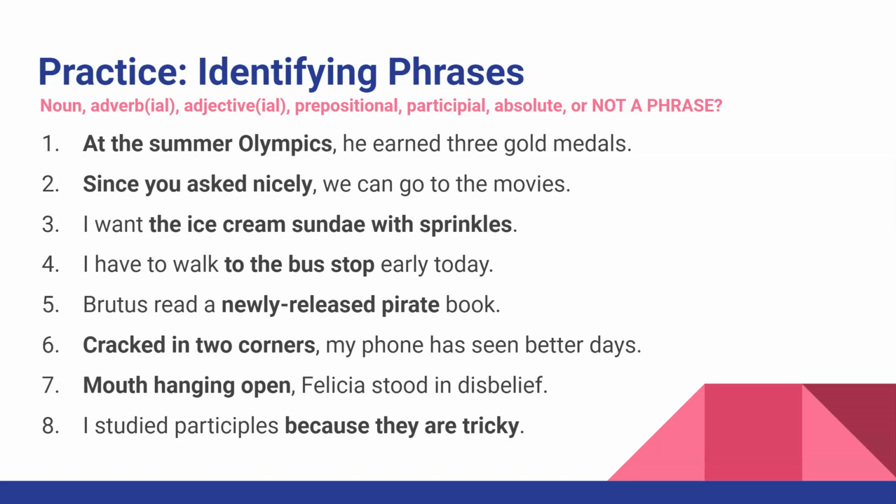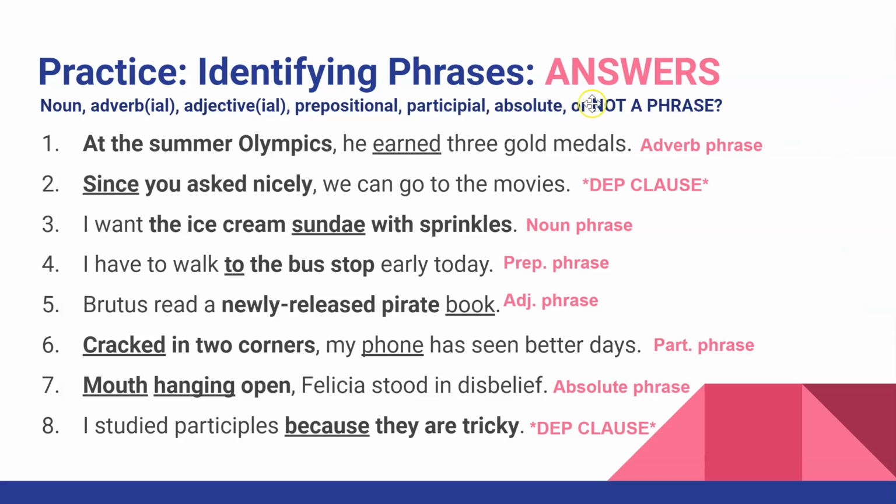And here are the answers. Number 1 is an adverb or adverbial phrase because it's describing where or when he earned 3 gold medals. Numbers 2 and 8 are both dependent clauses that start with a subordinate conjunction, or "awubis" words. Number 2 starts with the word since. Number 8 has a clause that starts with the word because. They're not even phrases at all. Number 3 is a noun phrase, and it's the object of the sentence. Technically, my main noun is Sunday, but ice cream sundae, specifically the one with sprinkles. So all those words describe sundae, so they act together as the noun phrase.